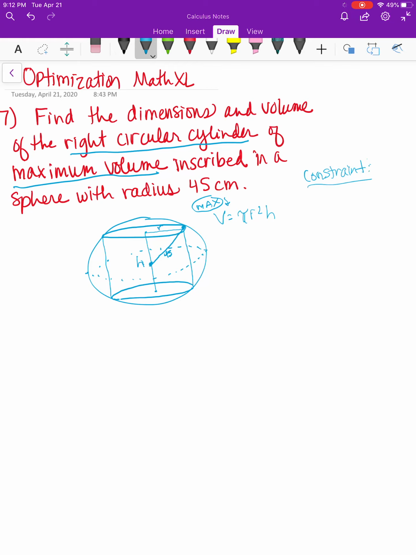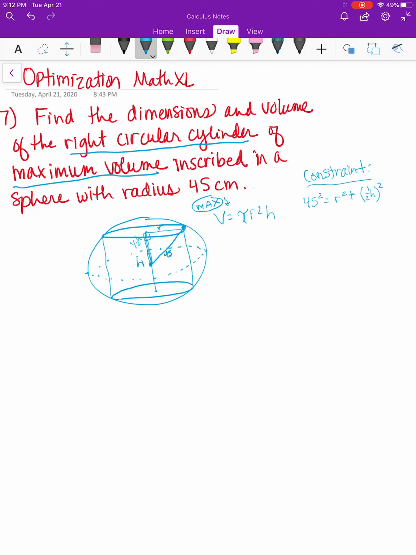We need a constraint equation because right now we have V, R, and H all unknown. We can only have two unknowns on optimization problems, but usually they give you a relationship. Here's our relationship, this right triangle here. That's the relationship that we're going to get the constraint from.